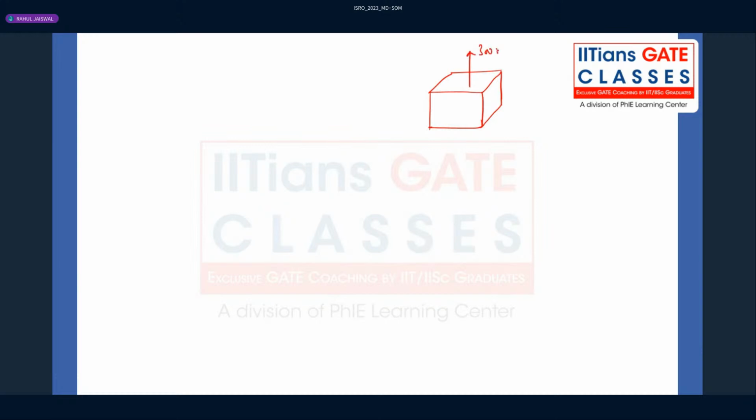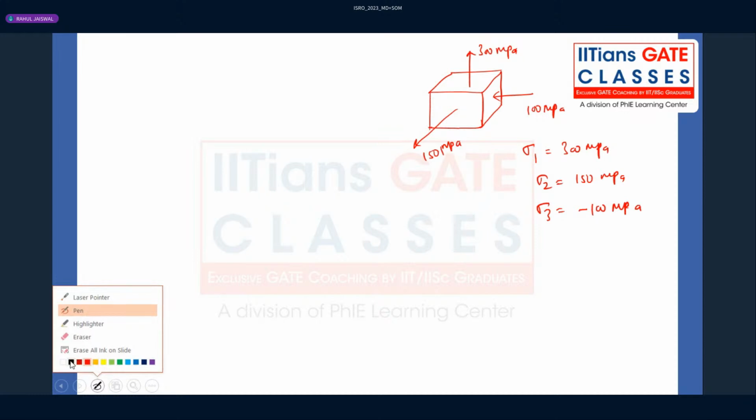One is 300 megapascal, one is 100 megapascal, other will be 150 megapascal. Sigma 1 is what? 300 megapascal. Sigma 2 is what? 150 megapascal. Sigma 3 will be minus 100 megapascal. Because there is no shear stress, all the planes will be principal planes.